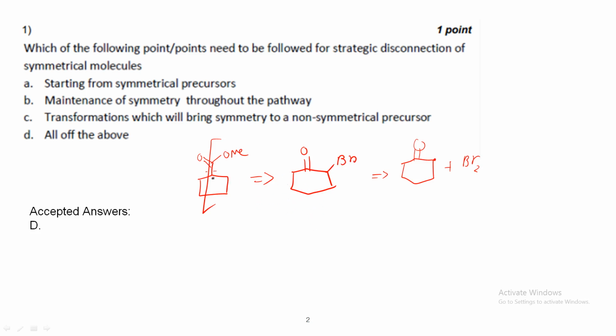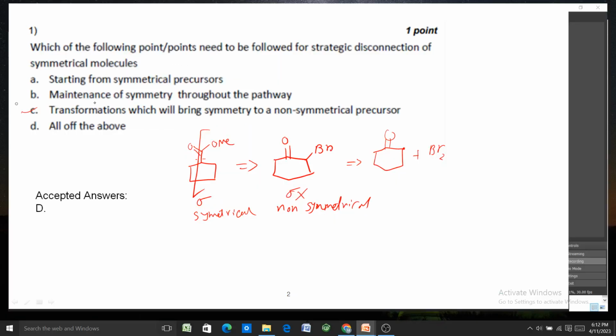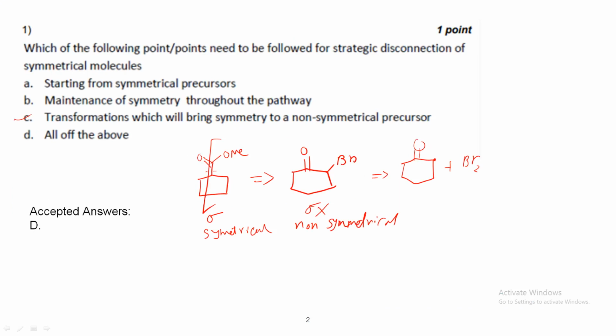So here you can see the sigma plane is present here, but the sigma plane is not present here, so it is non-symmetrical, and this one is symmetrical. So how can we use that? So this is the context: a transformation which will bring symmetry. So this should be one of the points that we may consider. So all of A, B, C are correct, and so the right answer should be D.